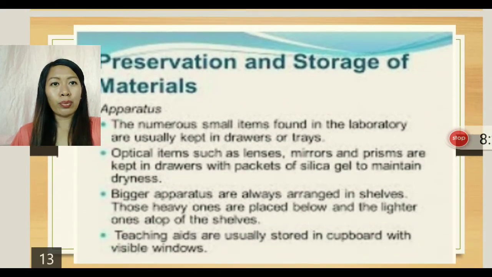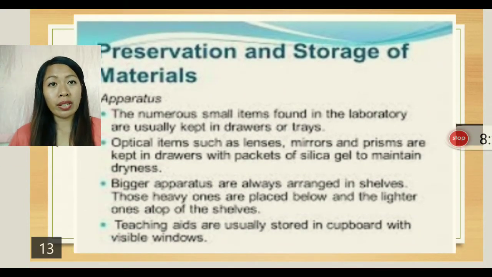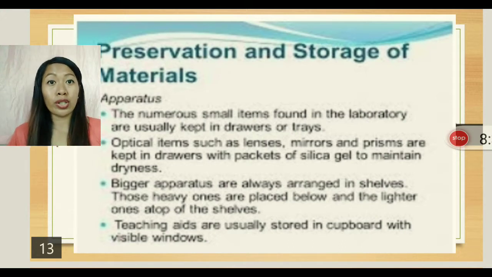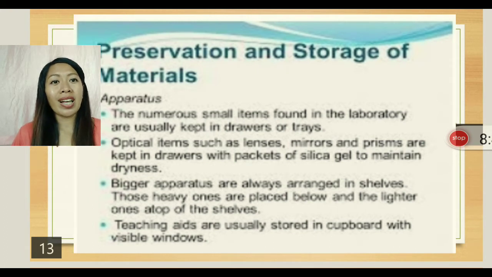Alright, so for preservation storage of materials, for apparatuses, the numerous small items found in the lab are usually kept in drawers or trays. So we need drawers and trays for small items. And optical items such as lenses, mirrors, prisms, they should be kept in drawers with packets of silica gel. That's to maintain dryness, because we don't want moisture for our lenses and mirrors and prisms.